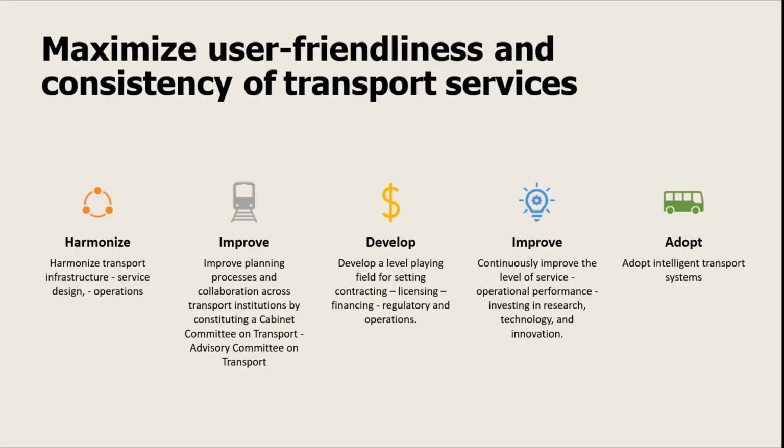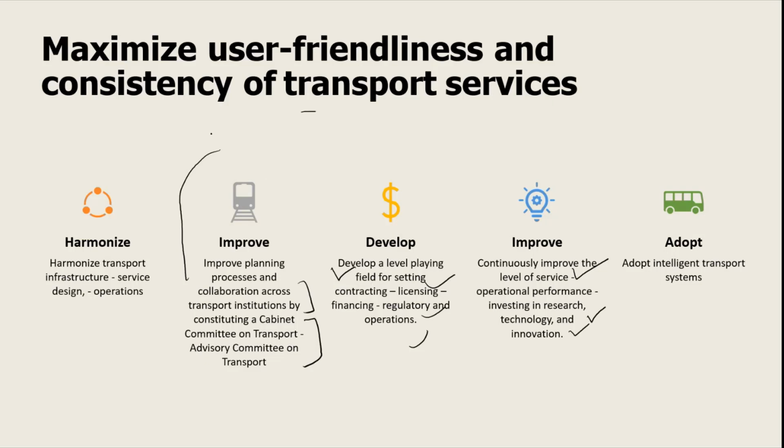So how can we maximize the friendliness and consistency of the transportation system? How do we harmonize transportation infrastructure, service design and operation by updating and implementing different legislation, rules, regulations, or by setting different standards and norms, and also developing service level agreements between federal and provincial authorities, governments, or the local government? We should improve our planning always. There should be a continuous process with collaboration of the transportation institutions as well as the transportation advisory committee. We should develop a level playing field so that we can provide different contract license regulation to private operators as well. We should improve the level of service always, and also invest in research and innovation.